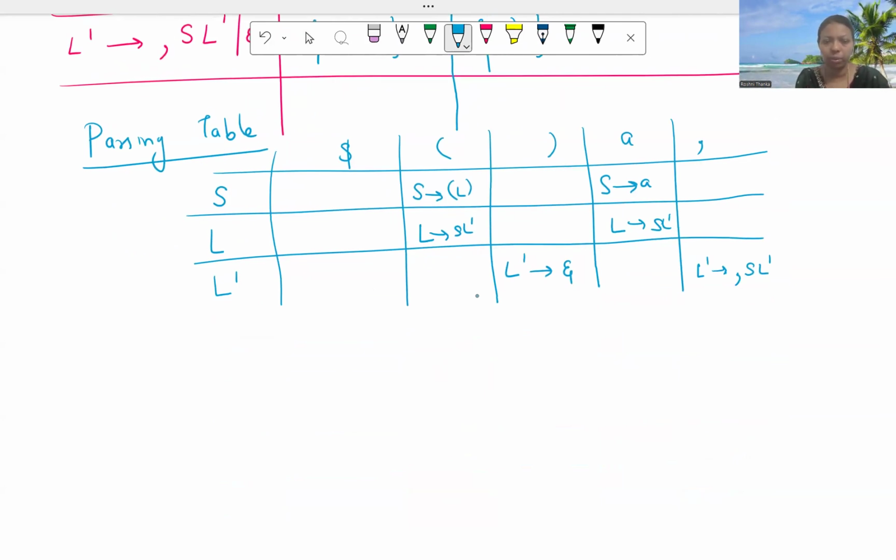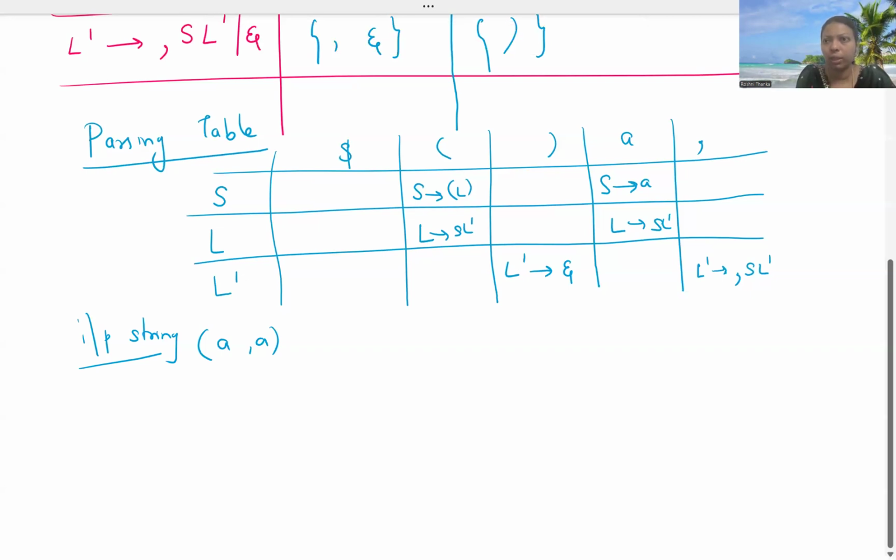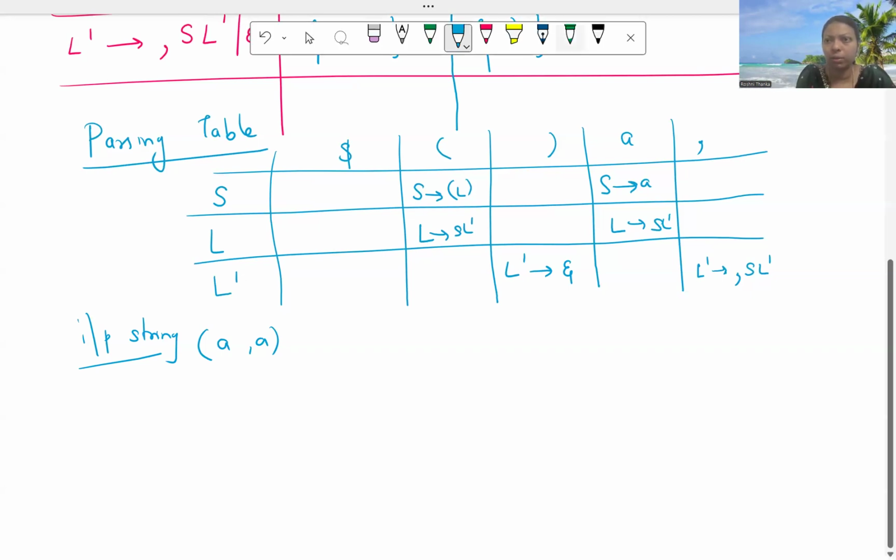Now we are given a string to check whether it can be derived from this context-free grammar or not. The input string given for parsing is open parenthesis a comma a. The first thing you have to do here is add a dollar to show the end of the input string.